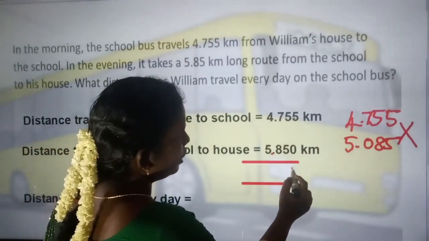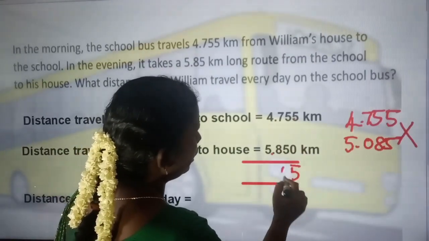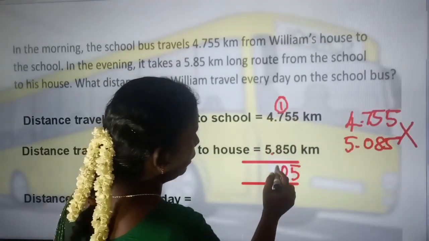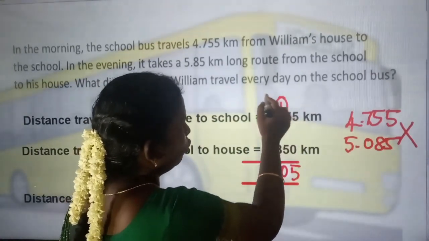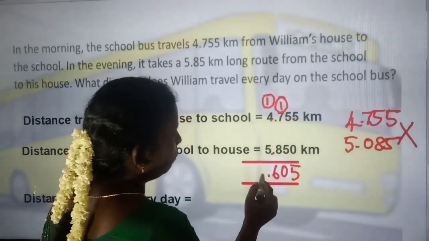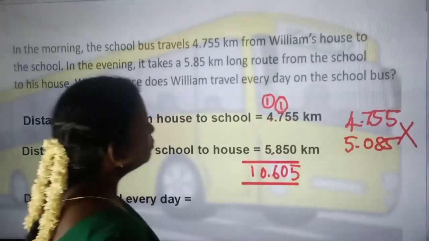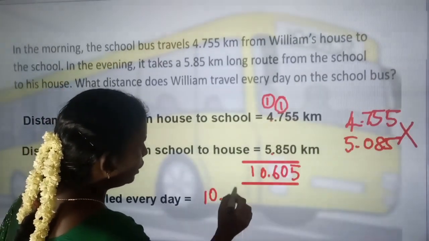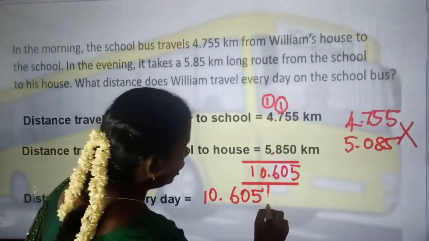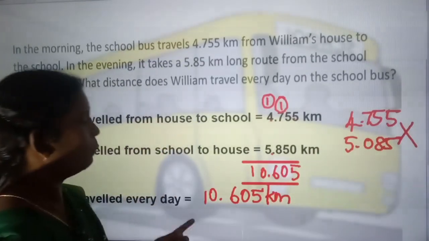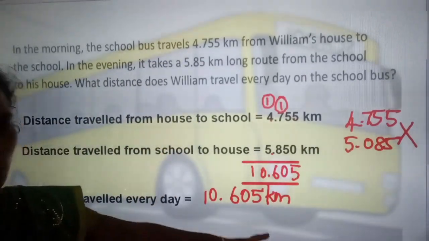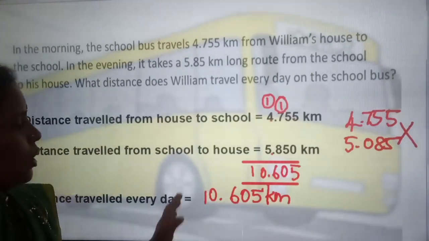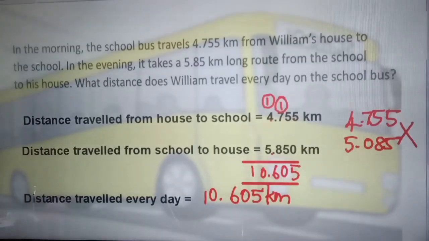So 5 plus 0 is 5. 5 plus 5, 10, 1 carry over. Then 1 plus 7, 8. 8 plus 8, 16, 1 carry over. So 1 plus 4, 5. 5 plus 5, 10. Therefore, the distance traveled every day to school is 10.605 kilometers. This should be read as 10.605 kilometers, the way we read it. We should not say it digit by digit. Like that only you have to say, children.